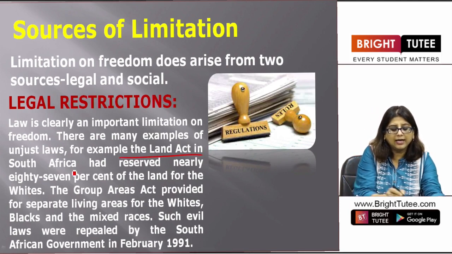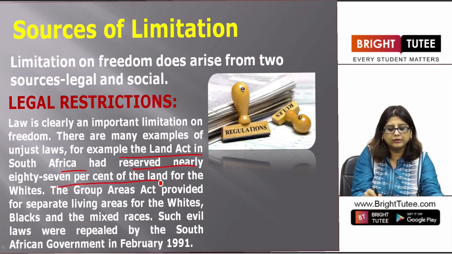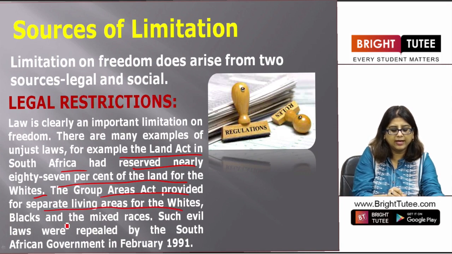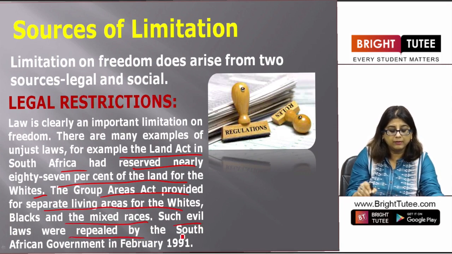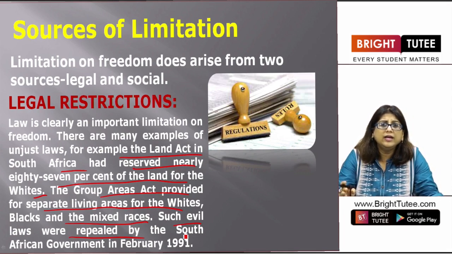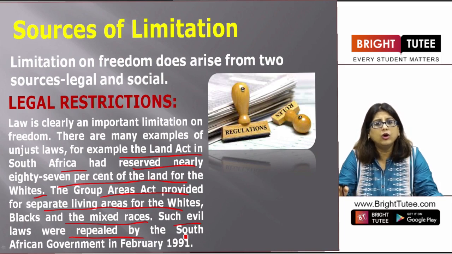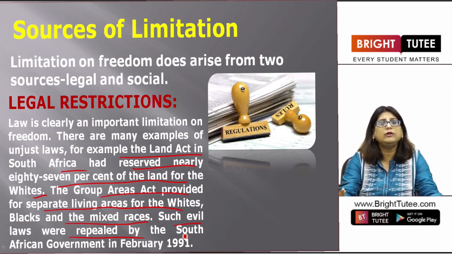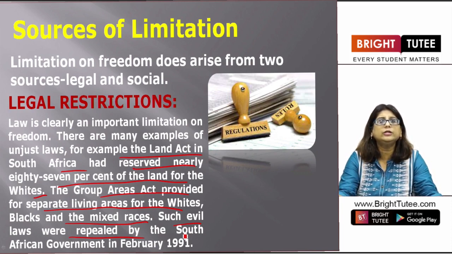For example, the Land Act in South Africa had reserved nearly 87% of the land for the whites. The Group Areas Act provided for separate living areas for the whites, blacks and the mixed races. Such evil laws were repealed by the South African government in February 1991, and this is something very wrong. Why are you dividing a country on the basis of race? If all are living in one geographical boundary, they are part of one country, then why have different laws or different strategies for two different communities? Why are they not counted as citizens of the country? Why bifurcate all these things?